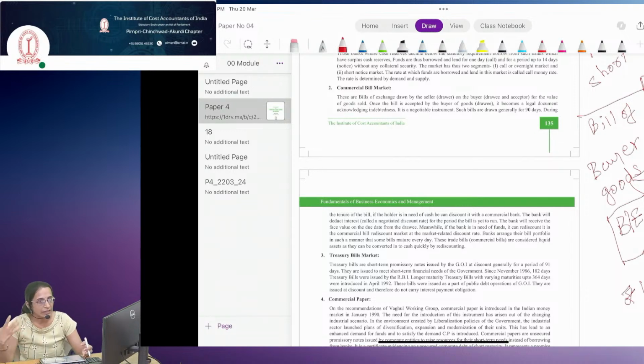So these are known as commercial bills, that is bill of exchange. So these are very liquid, right? The seller can approach the bank immediately when the buyer gives the bill of exchange and get the amount after deduction of the bank's commission. He does not have to wait for 3 months after which the buyer will pay him the amount. So these are liquid instruments, so they fall under the money market. So these are bills of exchange drawn by the seller, the drawer, on the buyer, the drawee, for the value of goods sold.